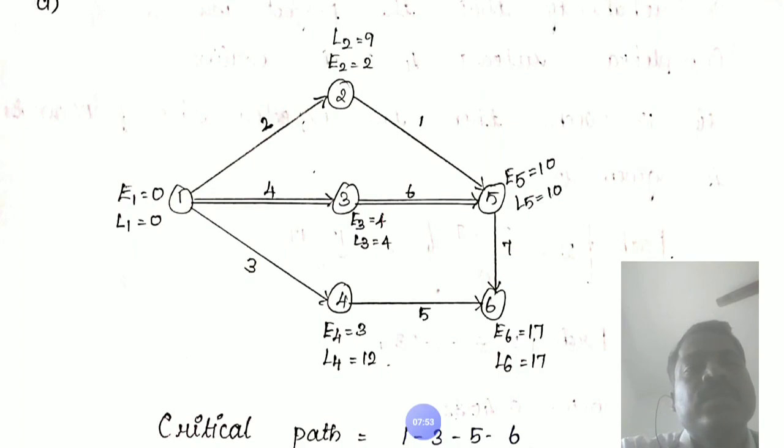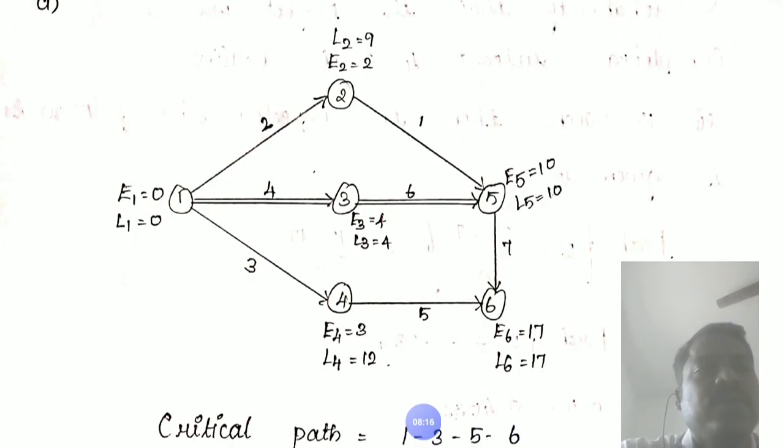E3's previous node is 1. Therefore E1 equals 0 plus the duration of 1 to 3, which is 4. Therefore 0 plus 4 equals 4. Next, E4. E4 equals 0 plus 3, so E4 equals 3.